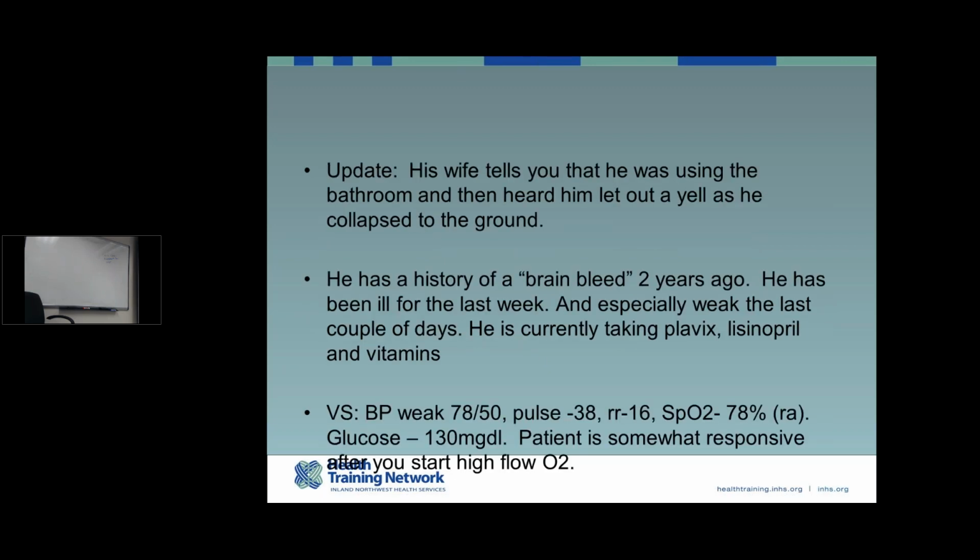His wife tells you that he was using the bathroom and then she heard him let out a yell as he collapsed to the ground. He has a history of a brain bleed. We didn't get there yet. Two years ago. He has been ill for the last week, and especially the last couple of days. He is currently taking Plavix, which is what? It's a blood thinner, right? What's lisinopril? Hypertension, right? And then vitamins, okay? So I think it's probably good that his blood pressure is well controlled.